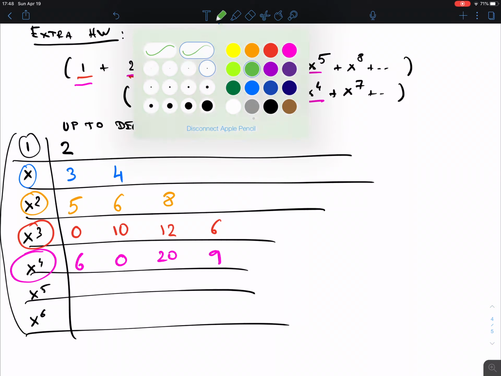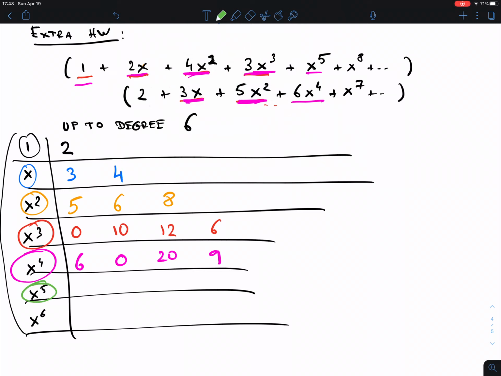What do we have still left? Green. X to the 5th. This guy, x to the 5th, no, it's not going to give me anything. What about this one? If I combine it with an x to the 4th, I get an x to the 5th. So now multiply the coefficients. 2 times 6, that's 12.